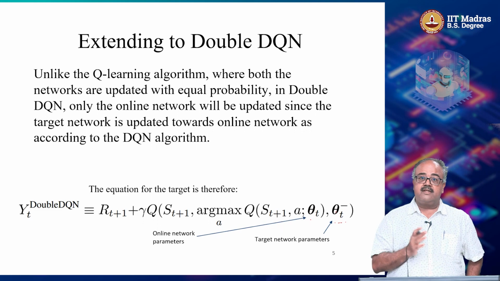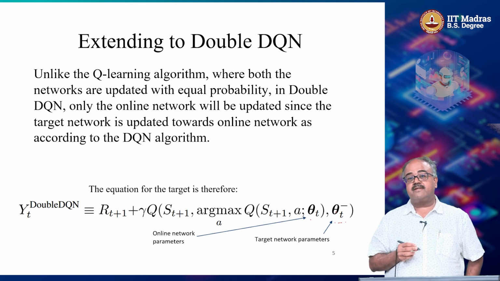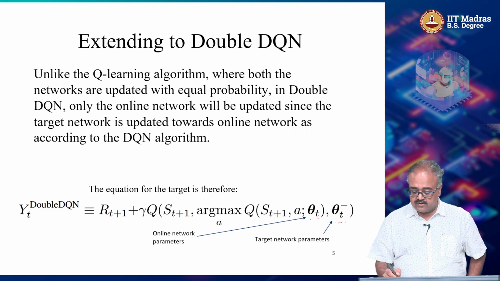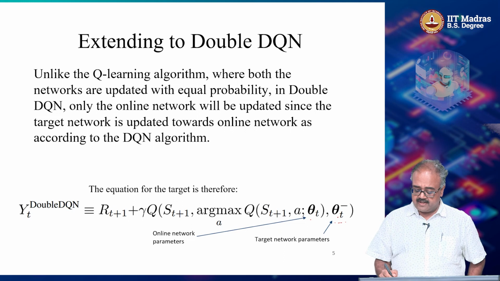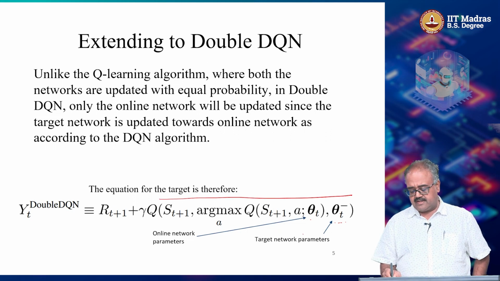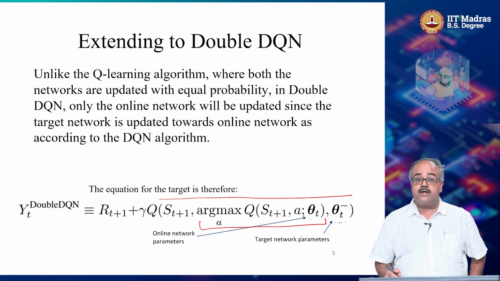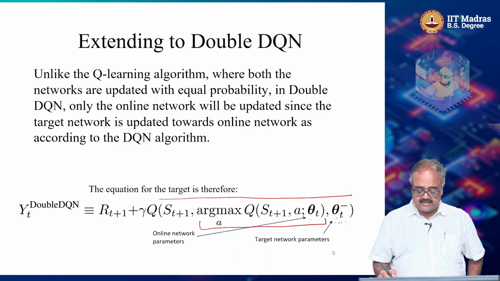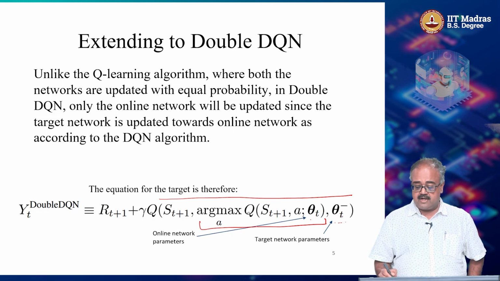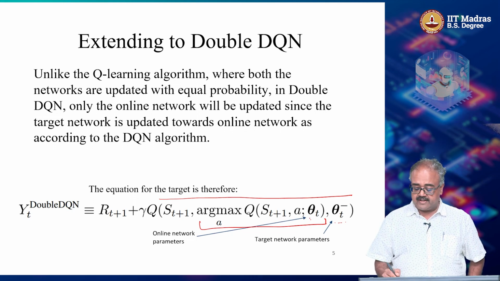So, this is frozen and therefore, this is moving at a much slower pace than the online network that is changing, right. So, theta t is the online network parameter, theta t minus is the target network parameter. So, what does this expression give you, right, this whole expression. This one says you find the maximizing action according to your current network, and this says you take the value of this maximizing action according to the target network, right. So, you do not use the target network itself for doing this.